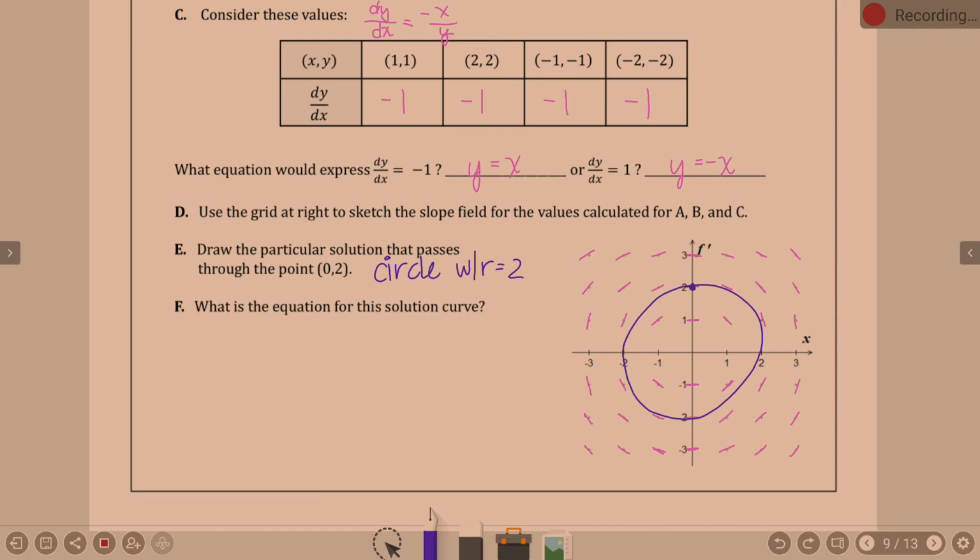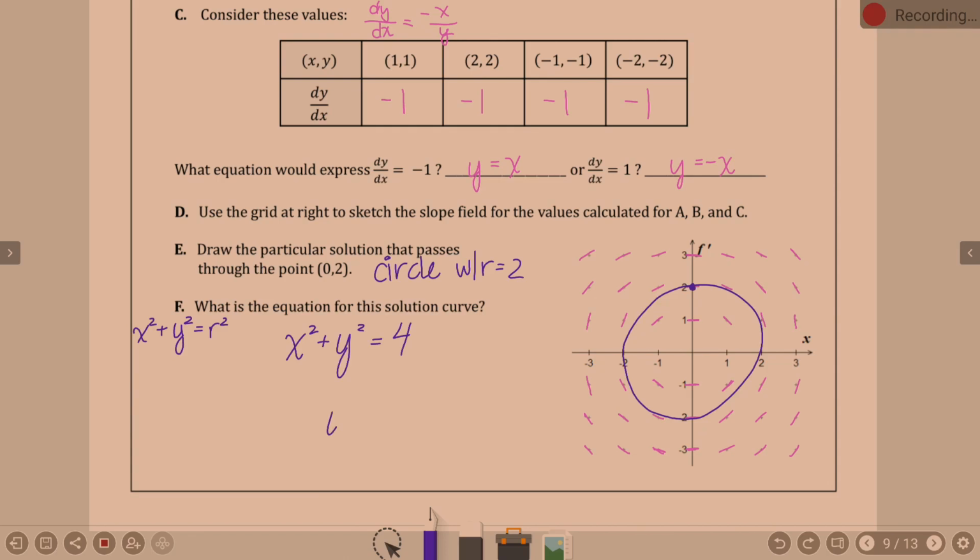At some point we've talked about the basic equation of a circle: x squared plus y squared equals r squared. That relates back to our ellipses from last year, which were x squared over a squared plus y squared over b squared equals 1. This is the variation of it without the denominators. So in this equation, we'd have x squared plus y squared equals 4. If you solve that for y, what is it going to be?